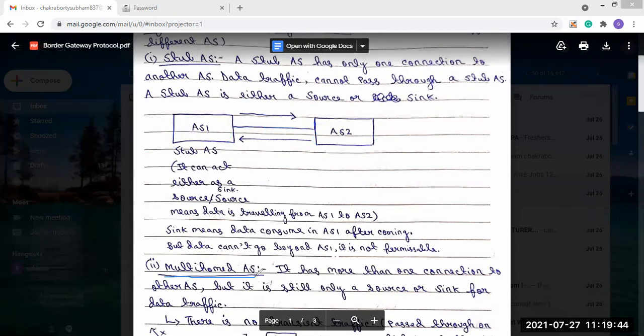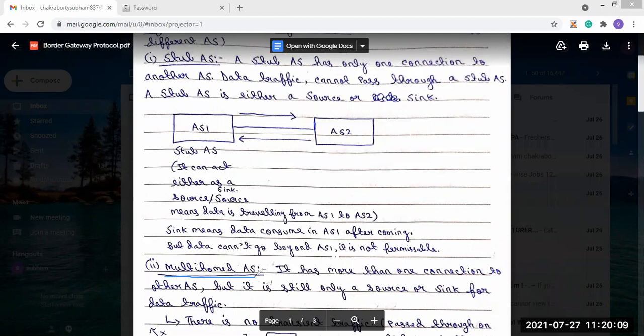The second type is the multi-homed autonomous system. Now, what is a multi-homed autonomous system? It has more than one connection. In a stub autonomous system, we see that there is only one connection. But the multi-homed autonomous system has more than one connection to other autonomous systems.